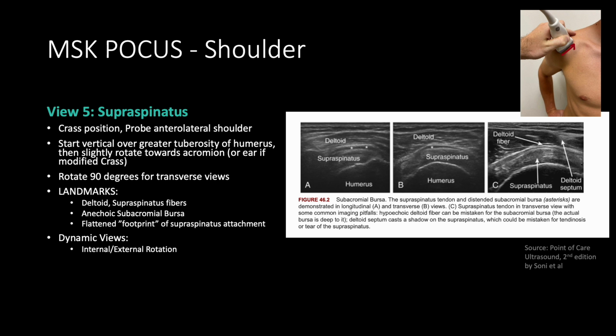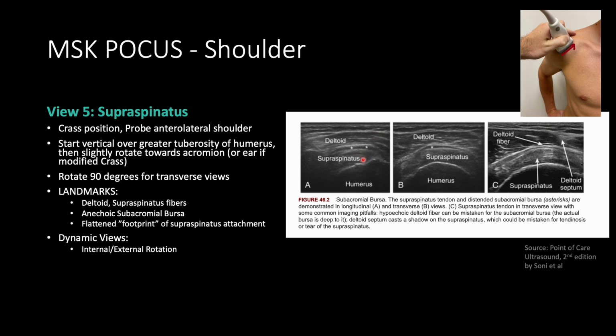And your landmarks here are going to be the deltoid muscles superficially. And just deep to that, you should see an anechoic subacromial bursa. This will be more pronounced if there's a large bursal process going on, like a bursitis or an effusion inside that bursa. But even without it, you should still be able to see a slight thin hypoechoic or anechoic line. And then you'll see the flattened, what they call a footprint, of the supraspinatus attachment, which we can see here.